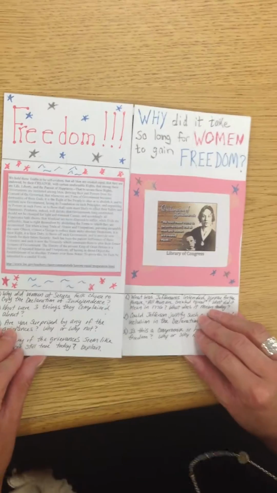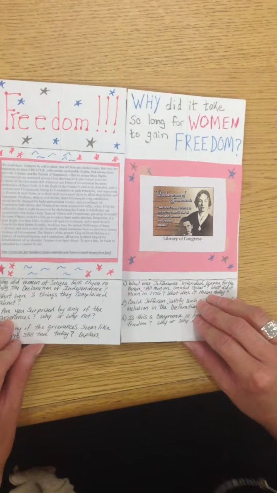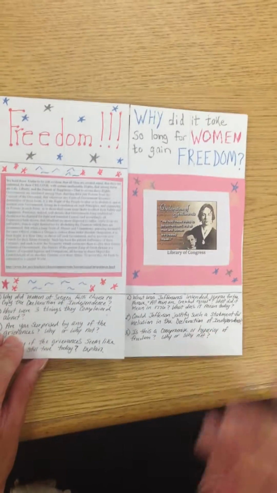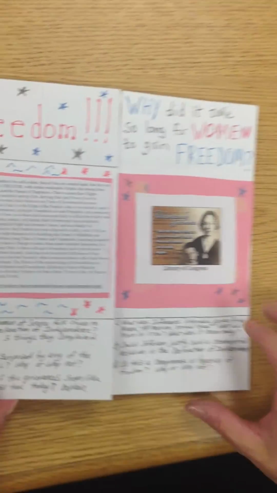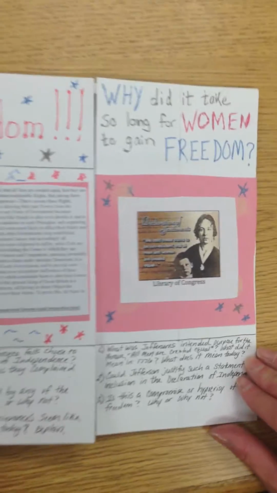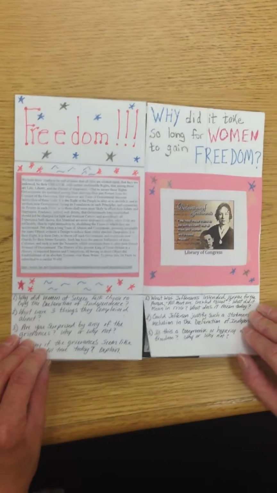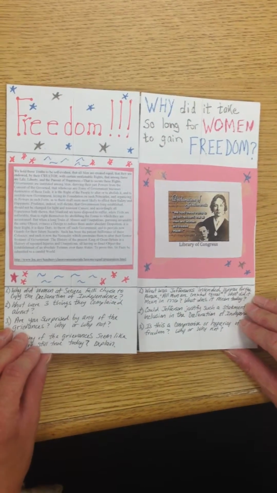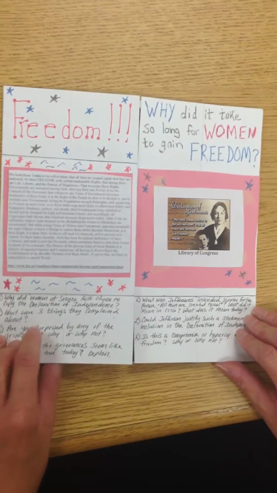On the first page, students will examine the Declaration of Independence and look at the picture of the Declaration of Sentiments, but will have access to the Declaration of Sentiments. Students will be asked how the concept of freedom changed over time. They will determine if the Declaration of Independence is a compromise or hypocrisy of freedom, and if the list of grievances in the Declaration of Sentiments are still relevant today.